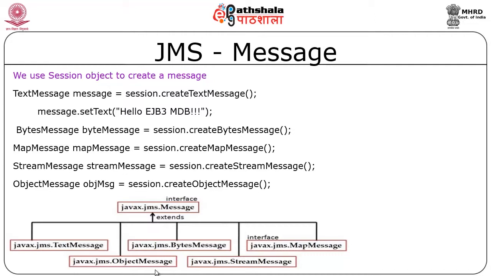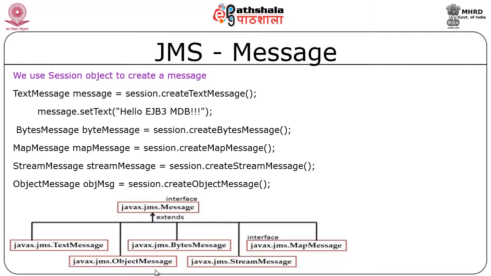Similarly, if we want to create a byte message, again we can use the method create bytes message over the session handle. Byte message means every message comes in the form of bytes. If we want to create a map message, it is nothing but a key value pair. Again for the map message, the create map message method is called over the session handle. Then for stream message, the create stream message method is available, again called over the session handle. And if we want to create the message as an object, then the create object message method is also called over the session object.